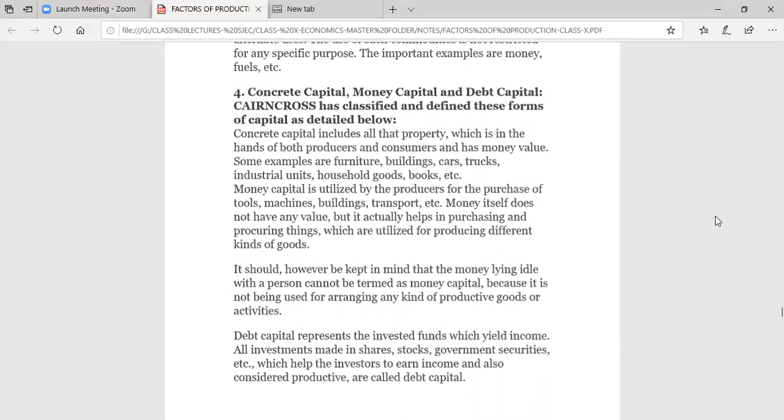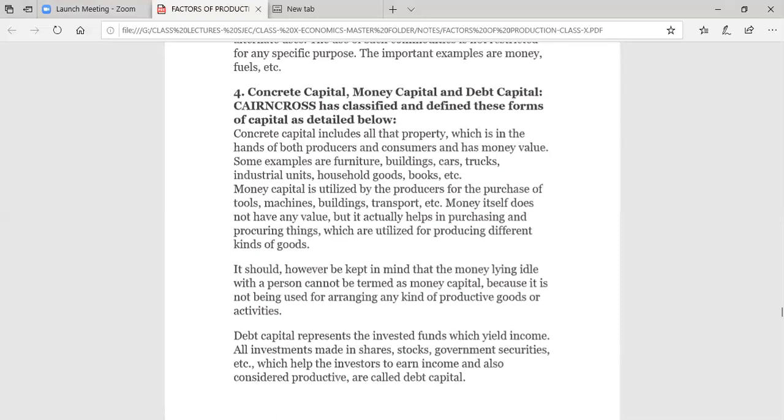Money capital is utilized by the producer for the purchase of tools, machines and other things. Money capital is very clear. You can understand by its name. The capital which is money. And it can be used for so many reasons. For purchasing machinery, equipment, factory shares, everything.